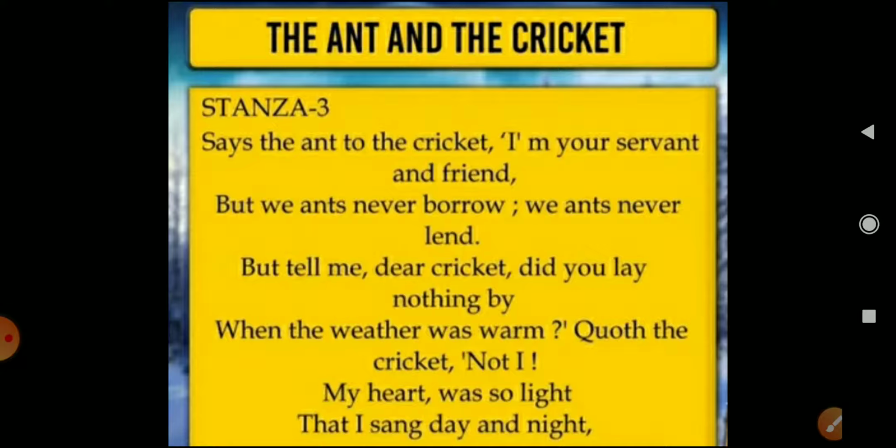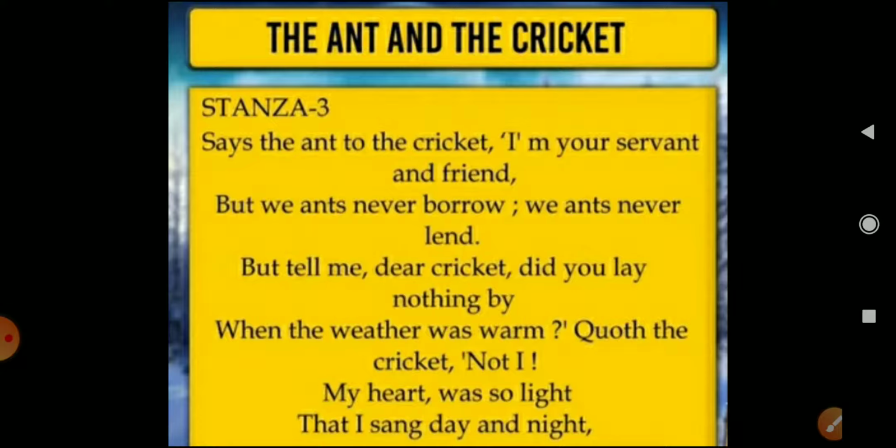Says the ant to the cricket, I am your servant and friend. I am telling you that as you came, I am your servant as well as your friend. However, the ant never borrows anything from others, nor lends anything. So the ant said it is my view that I am not borrowing anything from others, and I am not lending anything to others. But tell me, my friend, dear cricket, did you lay nothing by?